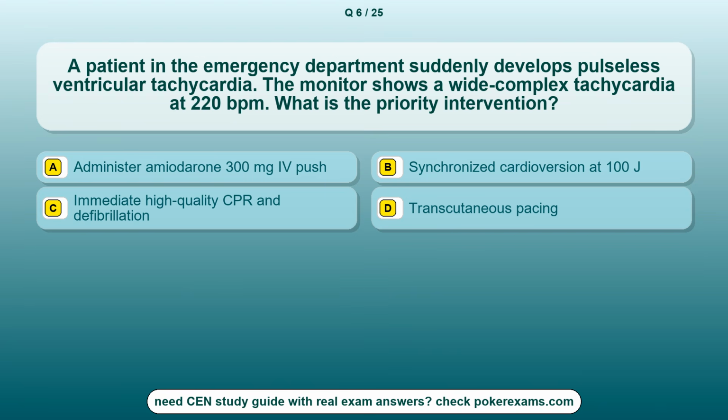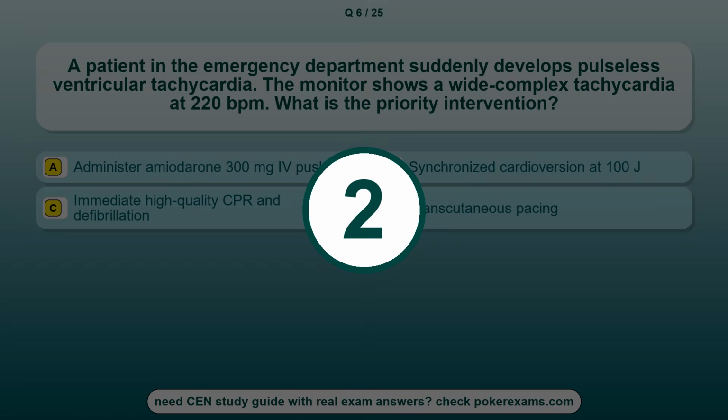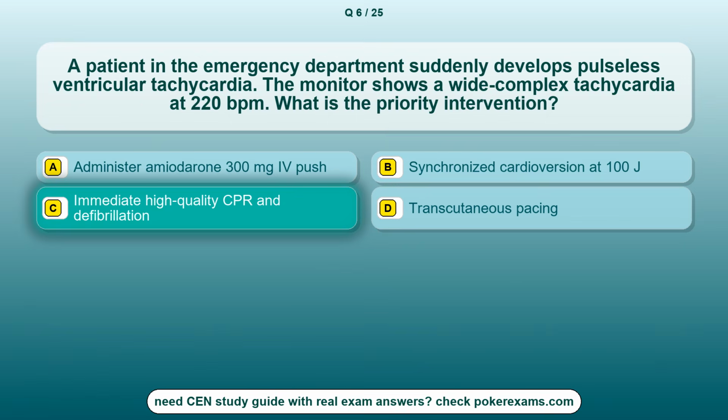Question 6. A patient in the emergency department suddenly develops pulseless ventricular tachycardia. The monitor shows a wide complex tachycardia at 220 bpm. What is the priority intervention? Option A. Administer amiodarone 300 mg IV push. Option B. Synchronized cardioversion at 100 J. Option C. Immediate high quality CPR and defibrillation. Option D. Transcutaneous pacing. The correct answer is option C. Immediate high quality CPR and defibrillation.